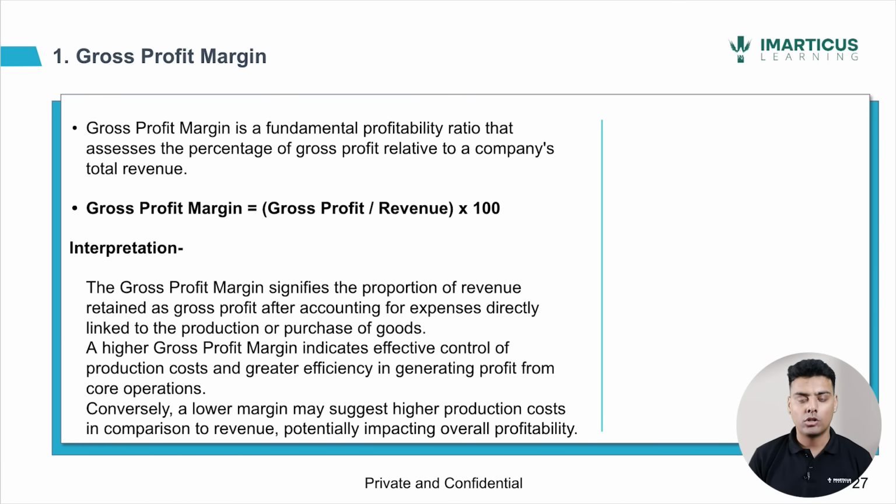Now that we have understood the gross profit margin, let's look at the operating profit margin. The operating profit margin is a ratio or a percentage that tells me how much is the profit of the company after considering all my operating expenses. It is calculated using the formula operating profit divided by revenue times 100.